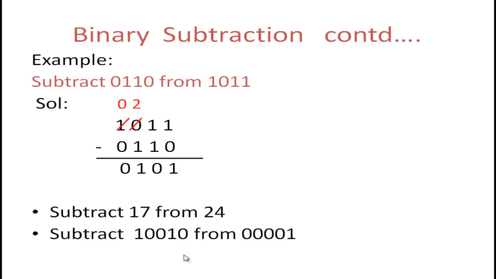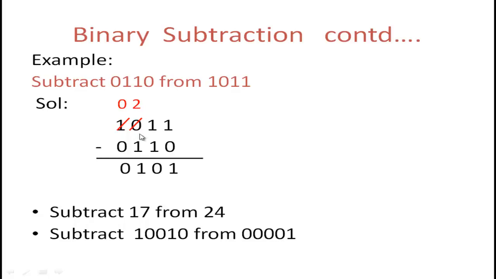So next, let us consider an example. You have to subtract 0110 from 1011. First write down these two numbers in this form, then start subtracting. It's like 1 minus 0 is 1, 1 minus 1 is 0, 0 minus 1.